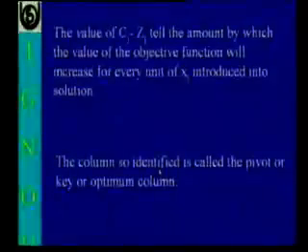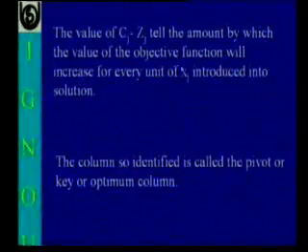One way of doing this is by identifying the column which has the largest positive number. The value of Cj minus Zj tells the amount by which the value of the objective function will increase for every unit of xj. The column so identified is called the pivot column or key column or the optimum column.